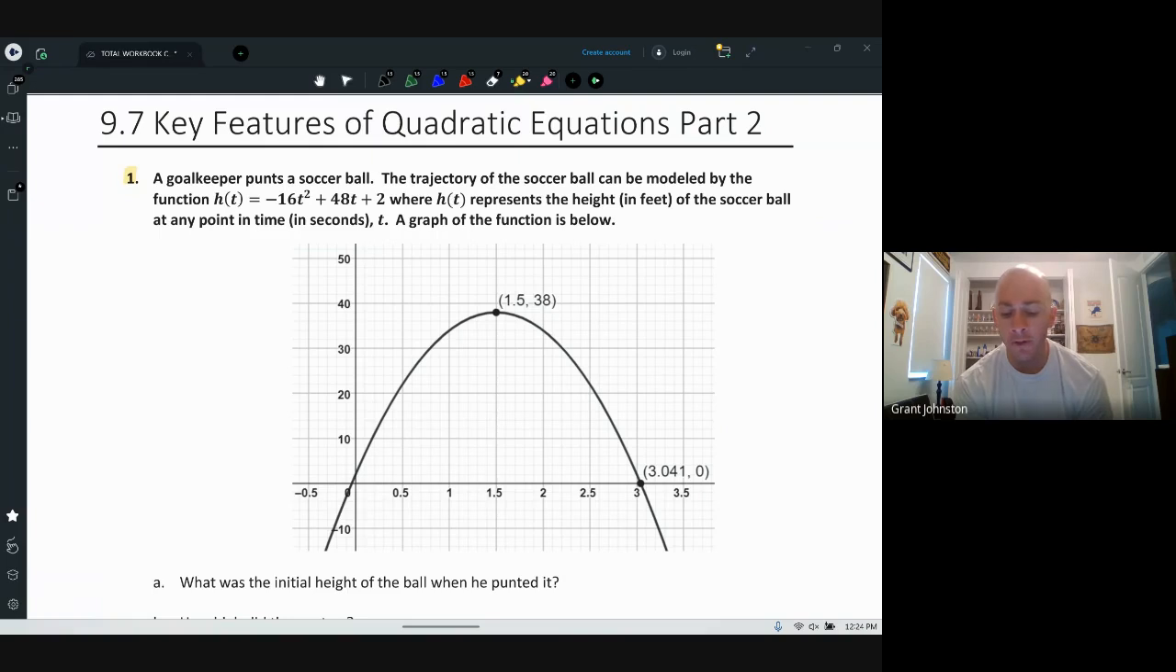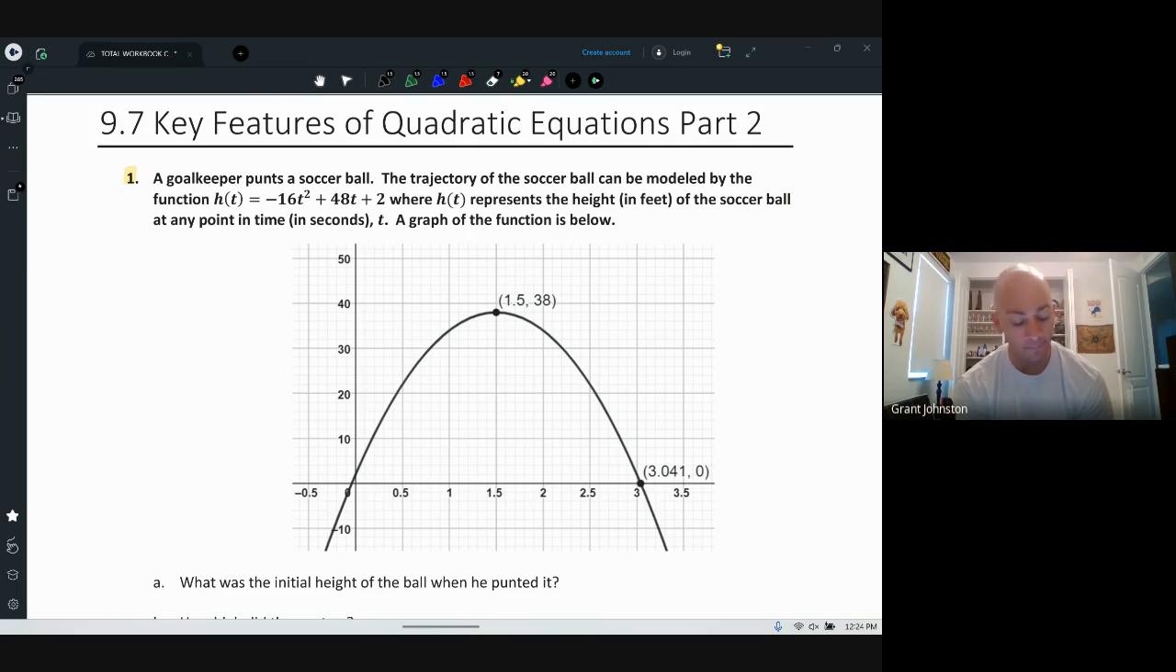The trajectory of the soccer ball can be modeled by the function h of t equals negative 16t squared plus 48t plus 2, where h of t represents the height in feet of the soccer ball at any point in time in seconds t. A graph of the function is below.